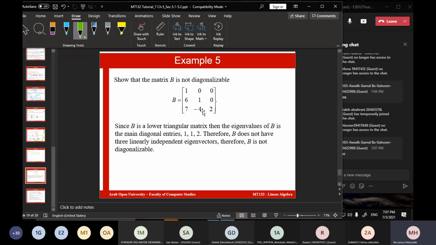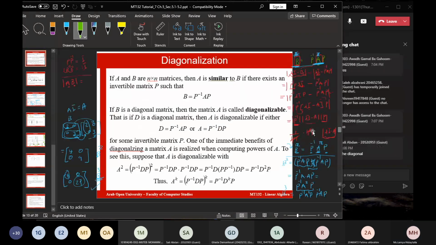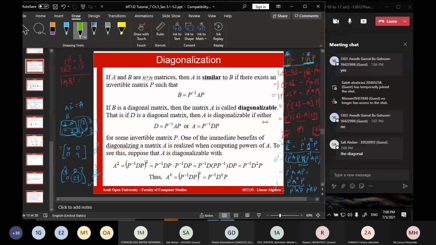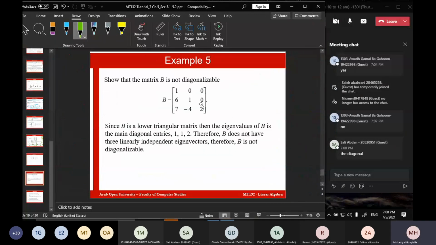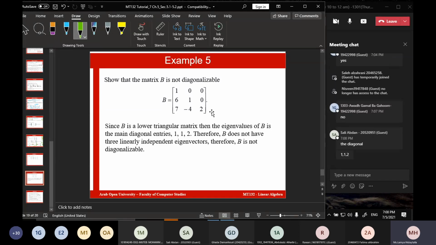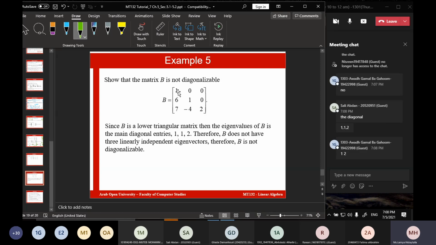Okay, what are the eigenvalues for this matrix B? Yeah, because it is lower triangular, then 1, 1, 2. Immediately they are the eigenvalues. No need to go and find the characteristic equation, lambda I minus A, or find the determinant and solve that, setting it equal to zero and then finding lambda 1 or lambda 2.